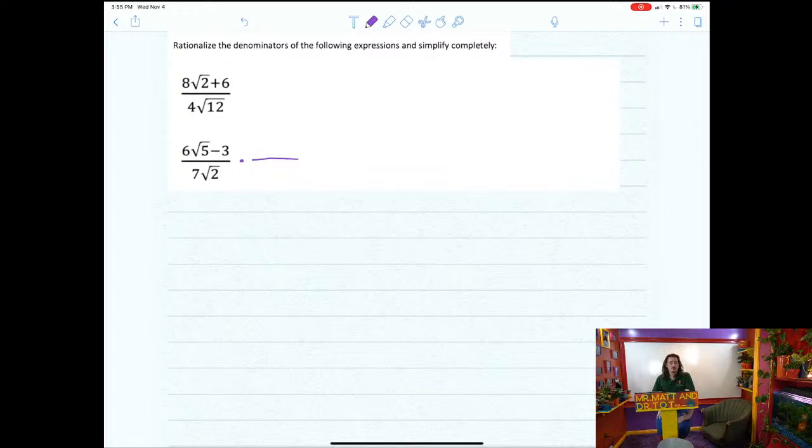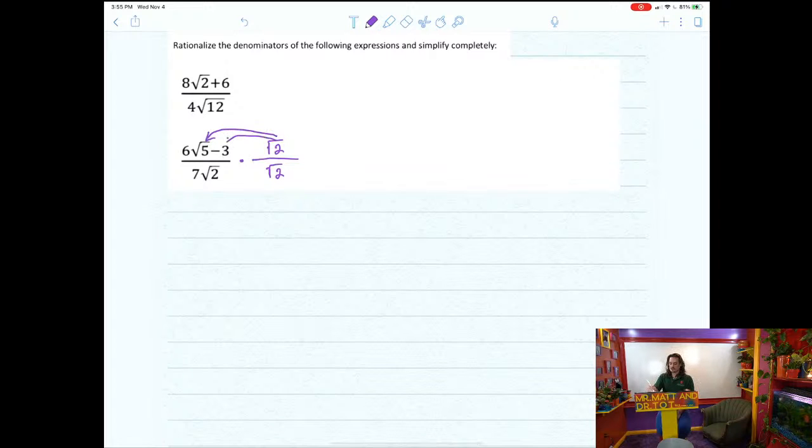Because remember that root 2 over root 2 is just something divided by itself, which is 1. 1 times anything is that same something. So you're not changing the value here. You're doing the same thing to the numerator as you would to the denominator. So this is completely valid. Just make sure that you multiply the root 2 to that 6 root 5 and to that negative 3, as well as to that root 2.